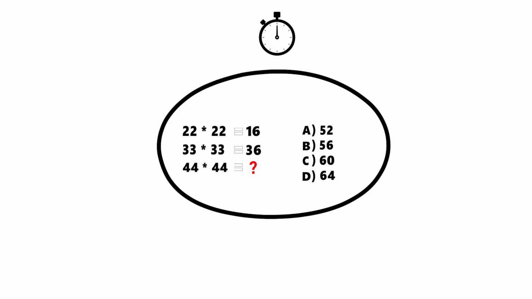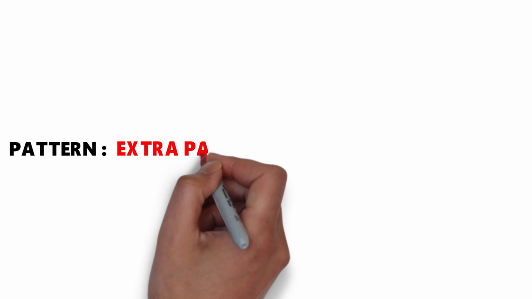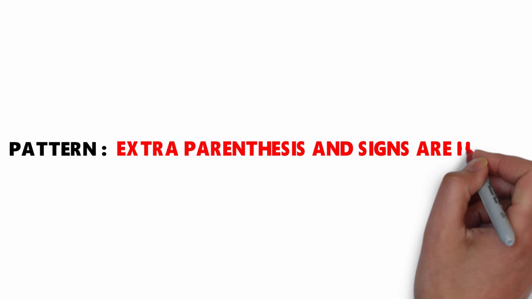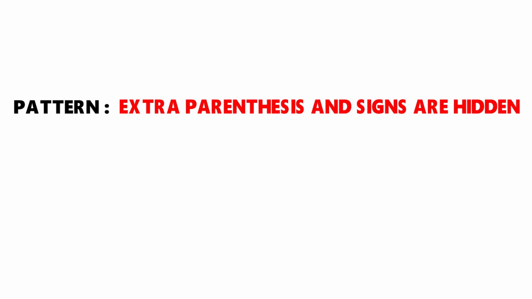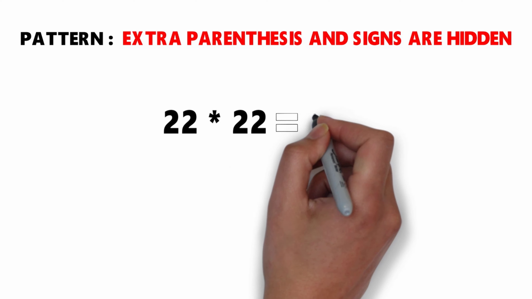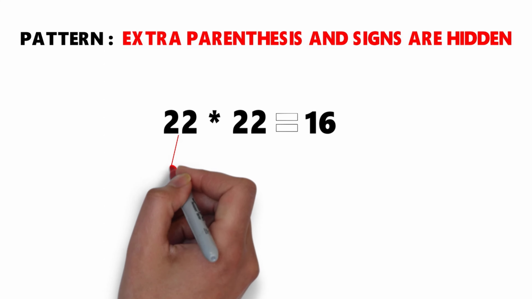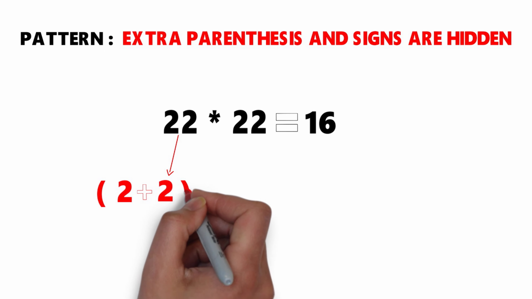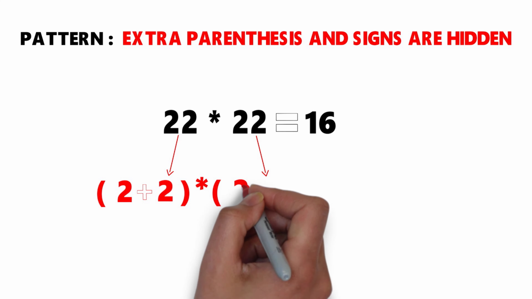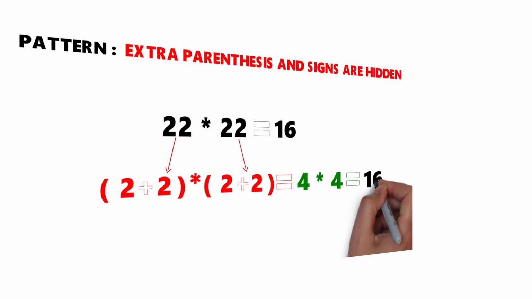Typically, to solve these types of problems, you need to identify the pattern. And in this particular case, the pattern is that the signs and parentheses are hidden in between digits and are not presented on the screen. Let's look at the first two examples. 22 multiplied by 22 equals 16. It is not obvious because it doesn't go along with the rules of conventional math. But if you add parentheses and in parentheses add 2 plus 2, multiplied by another set in parentheses 2 plus 2, you will be multiplying 4 by 4 and the result would be equal to 16.